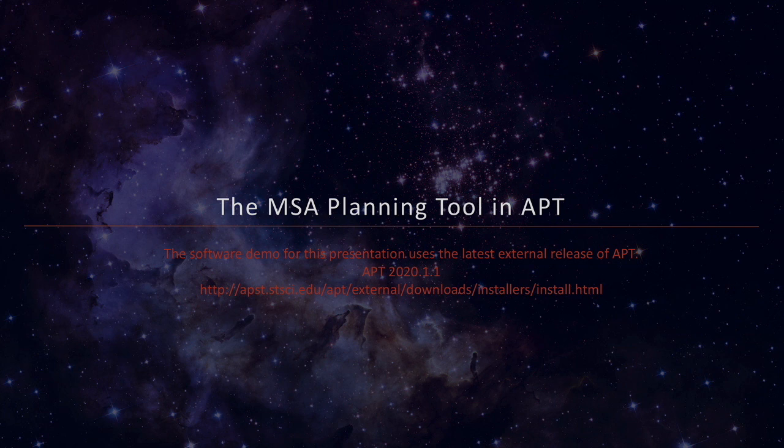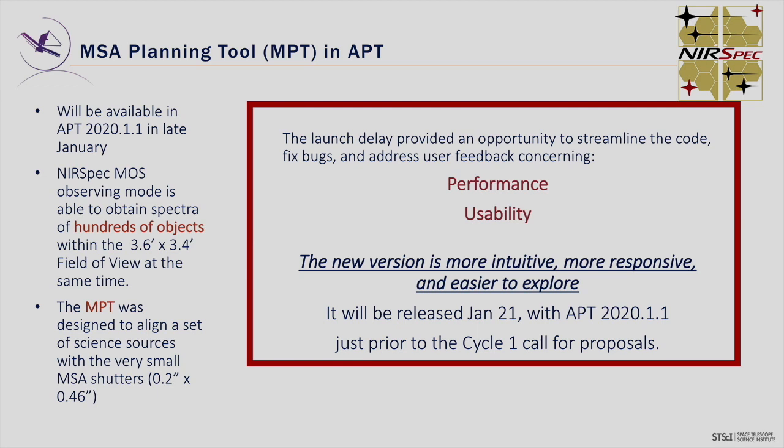So we have addressed some user concerns. In the past year, because of the one-year launch delay that we had, we used that time to improve the performance and usability of the tool. So it's a lot more intuitive. Things are located in the right position in APT now. The tool is actually an official tool. It's found in the toolbar of APT right there. So I will be demonstrating how to use that in a bit.